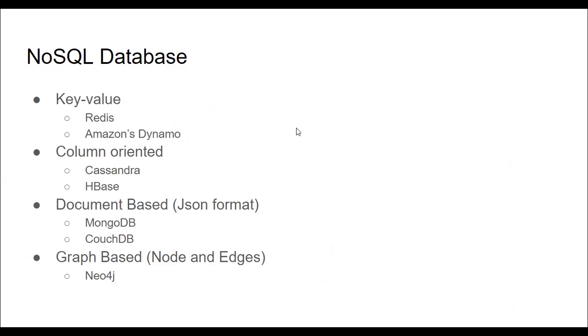Now, what is a NoSQL database? Very popular NoSQL databases these days are Redis and Amazon Dynamo, which are key-value pair databases. Other ones are column-oriented databases like Cassandra and HBase. We also have document-based databases such as MongoDB and CouchDB. Apart from all these, we have graph-based databases also. Neo4j is a prime example of a graph-based database.